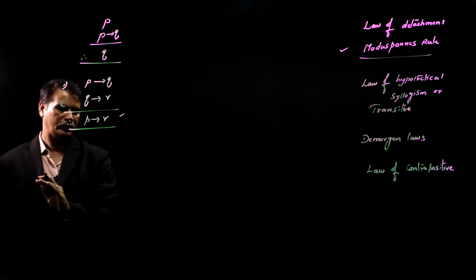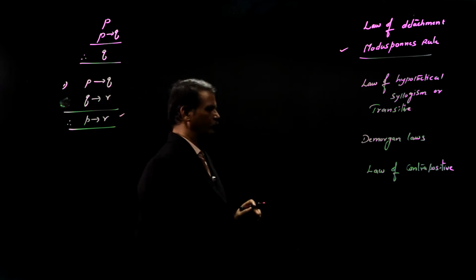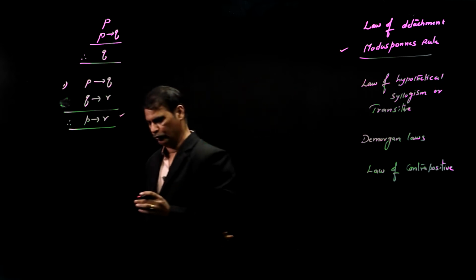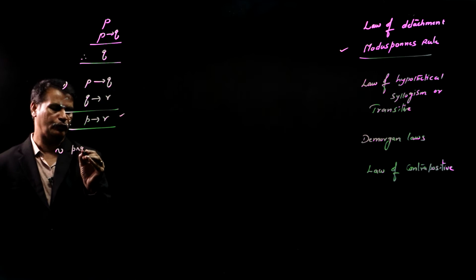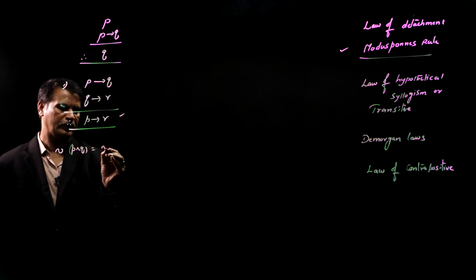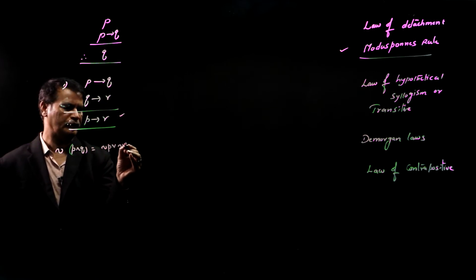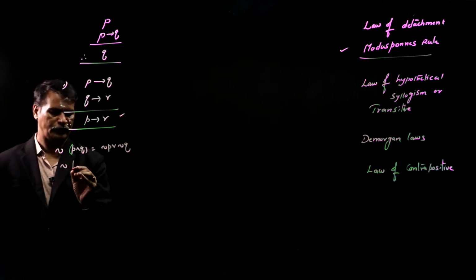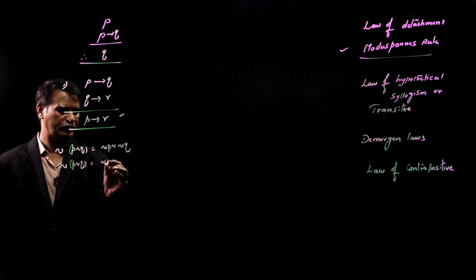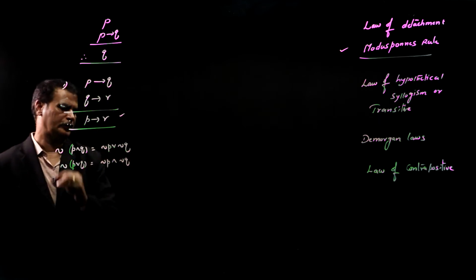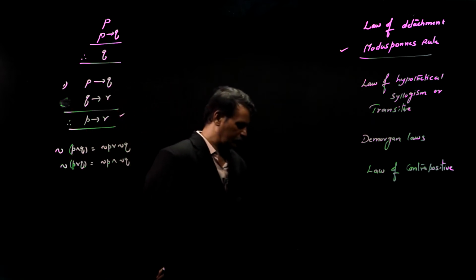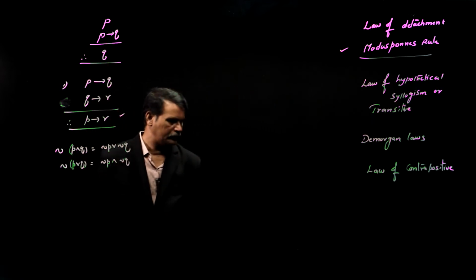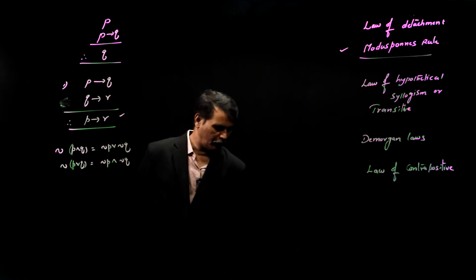Next, there is another law that we call De Morgan's laws. We already know the De Morgan's laws. Negation of P and Q can be written as negation P or negation Q. Negation of P or Q is equal to negation P and negation Q. These two are called De Morgan's laws.